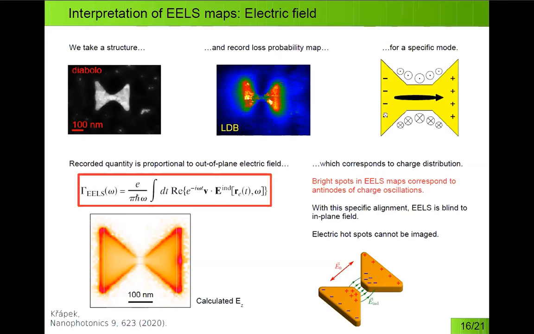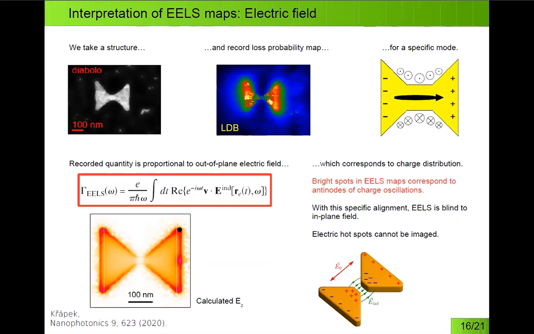Now, the recorded loss probability is proportional to the induced field, and to its out-of-plane component, that is, parallel with the direction of the electron beam. Of course, this field is strong close to the concentrated charges, that's basically Gauss's law. So you would expect a strong field just around the wings and a zero field in the center of the antenna. And if you calculate the electric field associated with this specific plasmonic resonance, it's indeed like that.